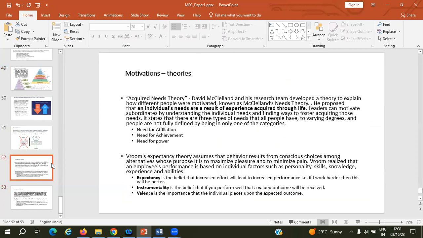Sometimes in your question paper, the question may come, what are the elements of this theory, acquired need theory or Vroom's expectancy theory? So you remember these points and the concept behind it and the meaning of it. Then you can write. You can elaborate. You can write all these points. So each of these theories has 3 elements. So it's easy to remember.